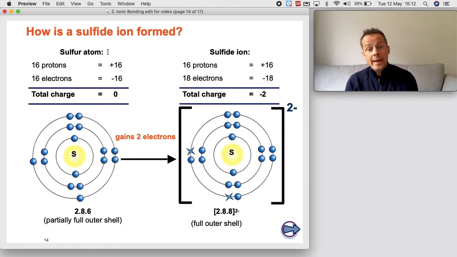Now, when it gains those 2 extra electrons, there is an imbalance between the number of protons and electrons. We have 16 protons and now 18 electrons. So there are an extra 2 negative charges. So here we see that sulfur has turned into a sulfide ion with a negative 2 charge. So if an element gains electrons to form an ion, it will form an ion with a negative charge.